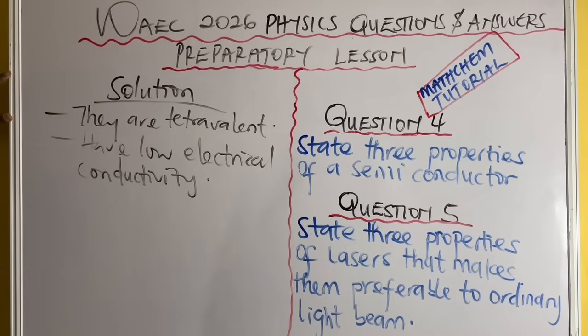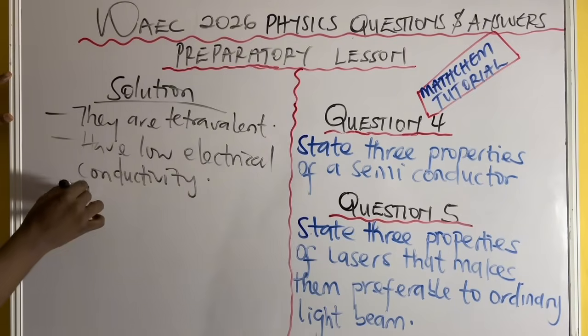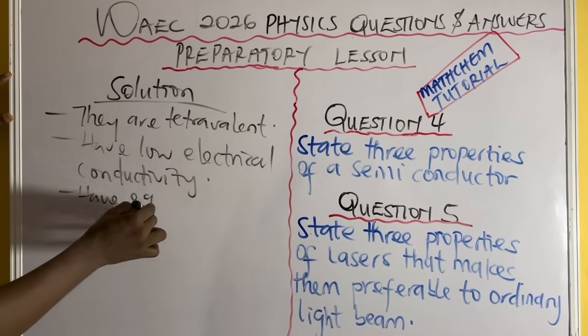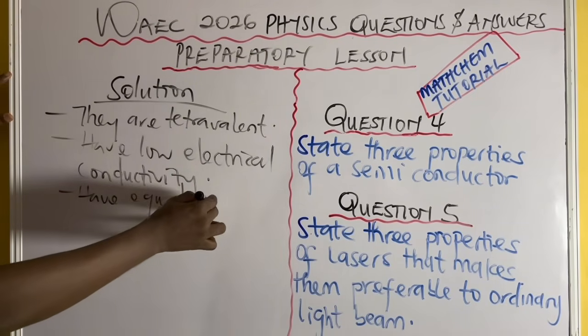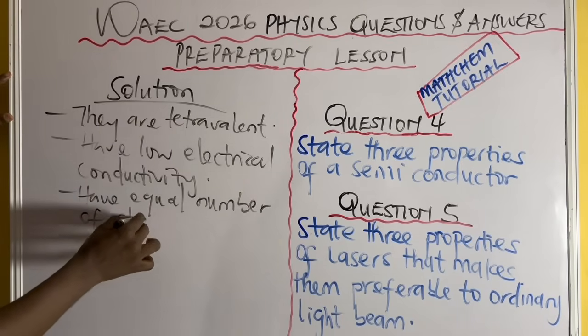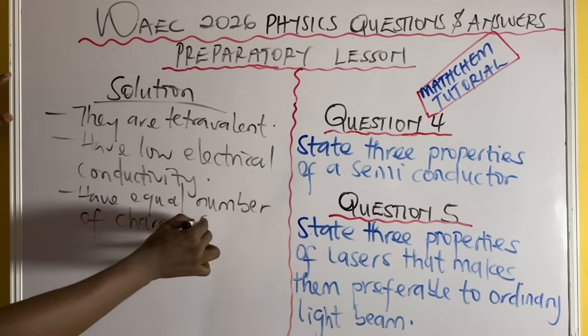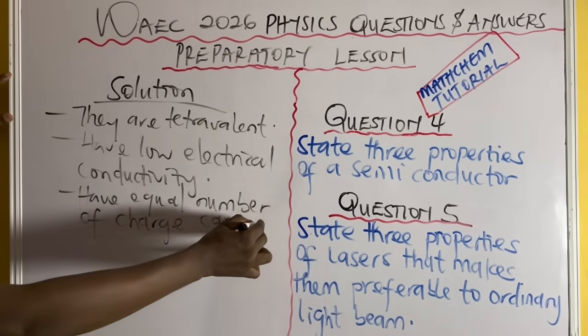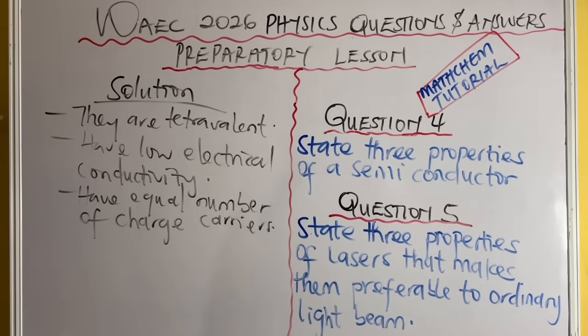Another property of them is that they have an equal number of charge carriers. So they have an equal number of charge carriers. So that's for question 3.